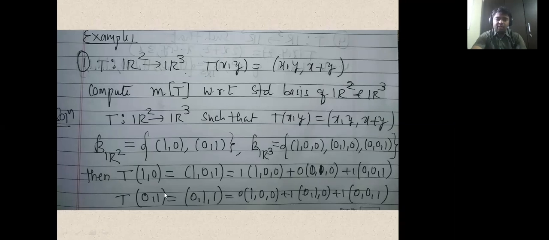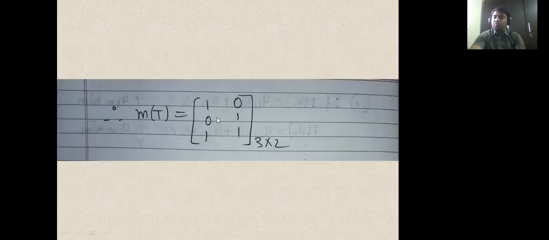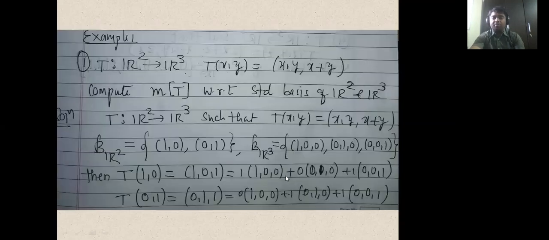Similarly, the second vector, (0, 1, 1), you also write as a combination of the vectors: 0 into (1, 0, 0) plus 1 into (0, 1, 0) plus 1 into (0, 0, 1). So we got coefficients 0, 1, 1. So the matrix of this linear transformation has columns (1, 0, 1) and (0, 1, 1). The order of this matrix is 3 by 2, because of the dimension of R3 cross the dimension of R2.